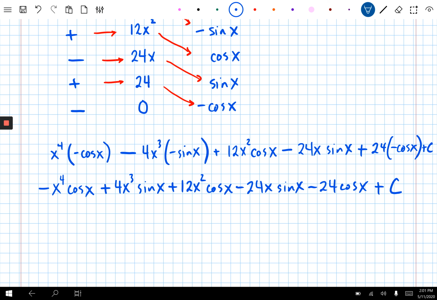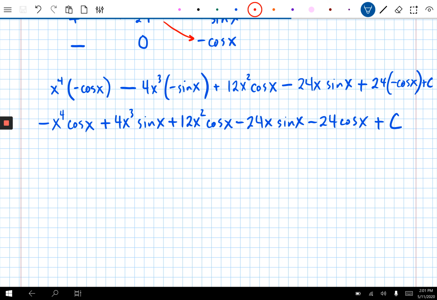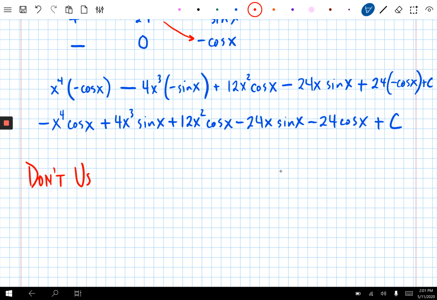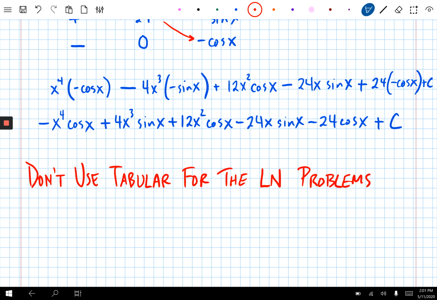Alrighty. Now, the tabular method does not work for ln problems. It works for any others except ln. So don't use tabular for the ln problems. Okay? Let's do one more.